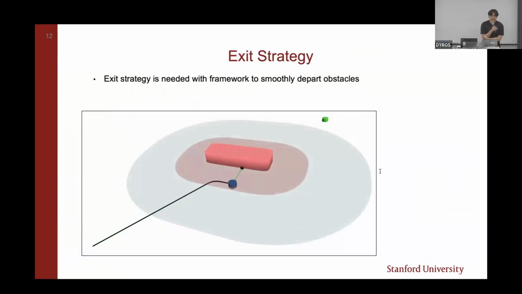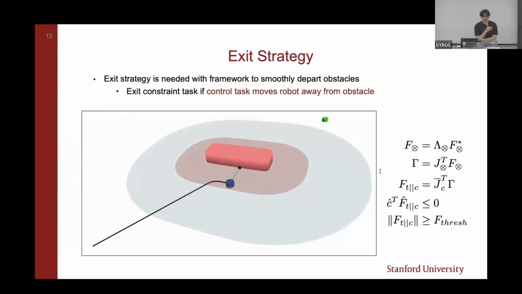Again, the exit strategy is needed within the framework to depart obstacles smoothly. This is generally in the framework of how you do task transitions within the strict task hierarchy. The exit strategy for the constraint task is predicated on checking if the control task wants to move the robot away from the obstacles. Using the same 2D example, the video shows that the robot executes the control task when the control force is in the half plane facing away from the current closest distance vector. This results in a straight line trajectory leaving the zone of influence, which is the unmodified control task behavior.